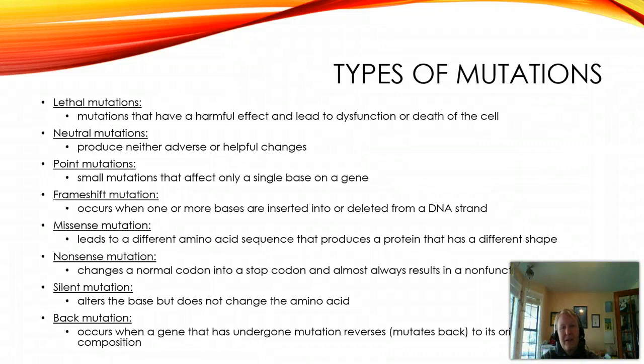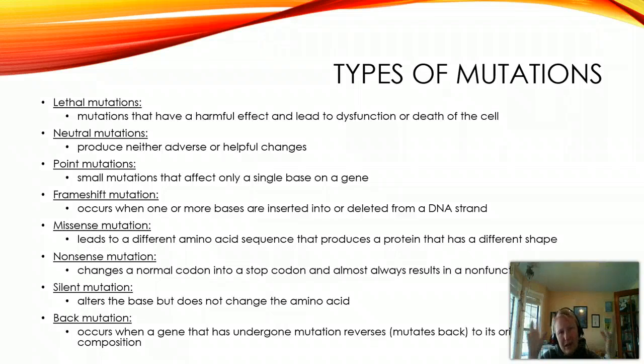Then at the complete opposite end of the spectrum are neutral mutations. And neutral mutations produce neither an adverse or helpful effect. So it doesn't hurt them, it doesn't help them. And in fact, it's very difficult to tell if they even have it unless we sequence the genome. So those are two big extreme types of mutations. Now, as I mentioned before, there's middle ground ones, and we're not going to talk too much about that right now. Those are two big extremes for results.